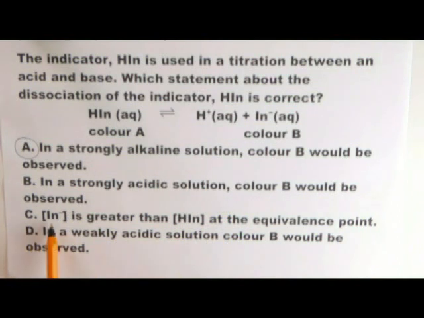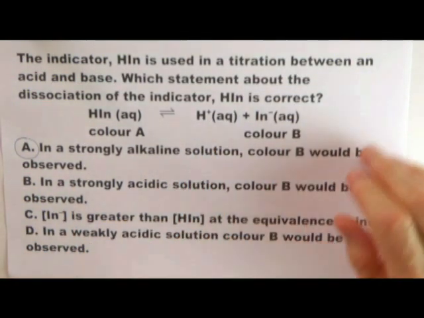No. In minus is greater than HIn at the equivalence point? No, that's not true. At the equivalence point, they are actually the same. In a weakly acidic solution, colour B would be observed? No, that's not true. So it's a strongly alkaline solution, colour B would be observed. Yes, simply because all the hydrogen ions are absorbed.